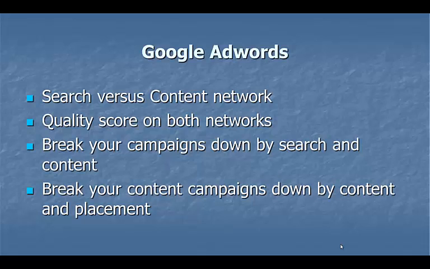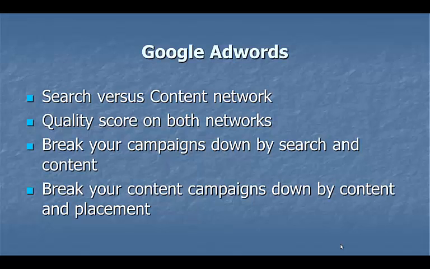Both networks do have a quality score, and the quality score is much more rigid on the search network than it is on the content network. So you might have better luck getting traffic on the content network. I know affiliates who only do the content network. They won't even touch the search network because of the hassles that the Google search quality score gives them versus doing something on the content network.